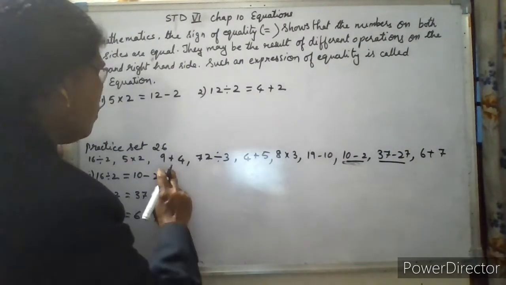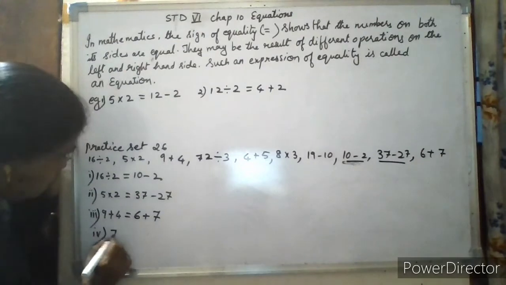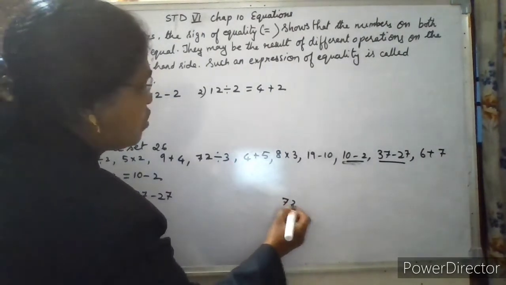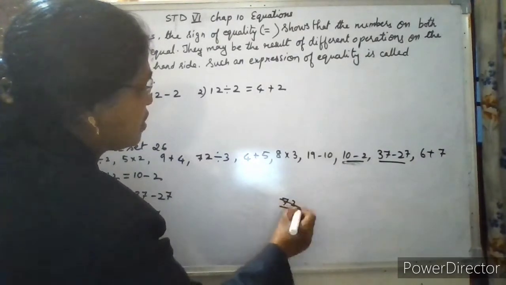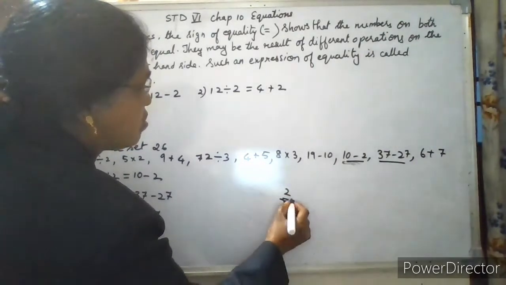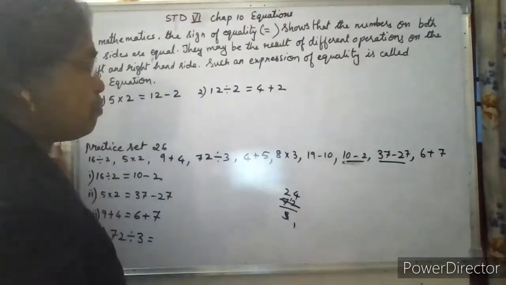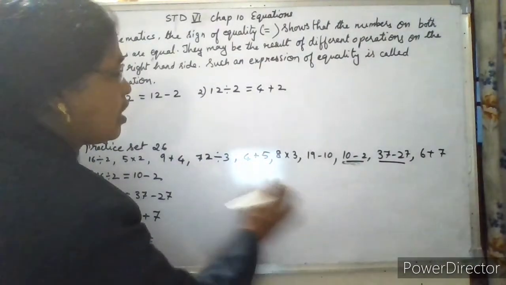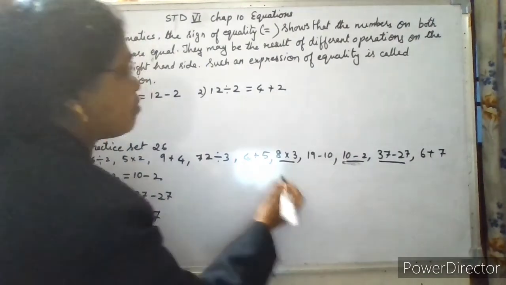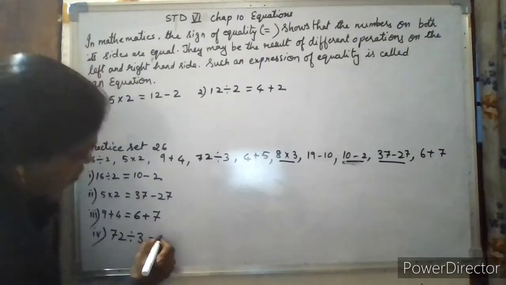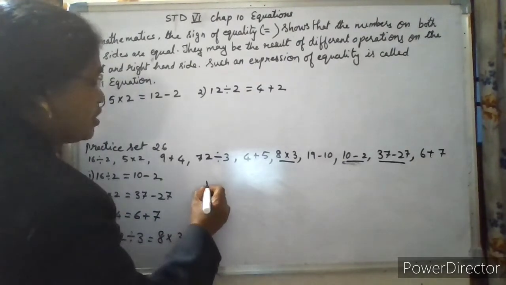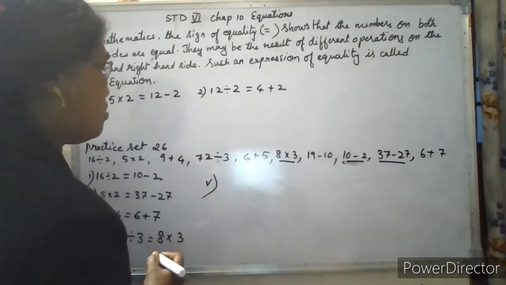Now let us take 72 divided by 3. 72 divided by 3 will give you 3 sevens are 21, 3 fours are 12. That means 24 is the solution here. So in the other expression, see, in this expression 8 threes are 24 we get. 8 threes are 24. We have formed the equation.